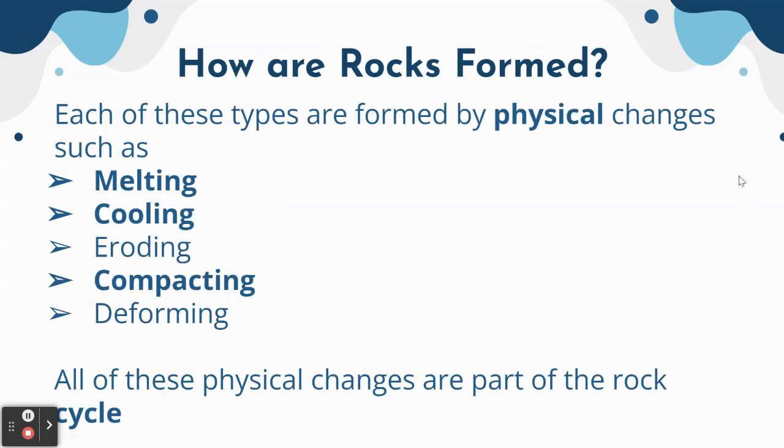So generally, how are rocks formed? Each of these types are formed by physical changes. So there could be melting, it could be cooled, it could be eroded, it could be compacted, it could be deformed. Those are just some examples of how these physical changes can create or form those 3 types of rocks. And all of these physical changes are part of the rock cycle. That'll be part of your 6.1b notes.